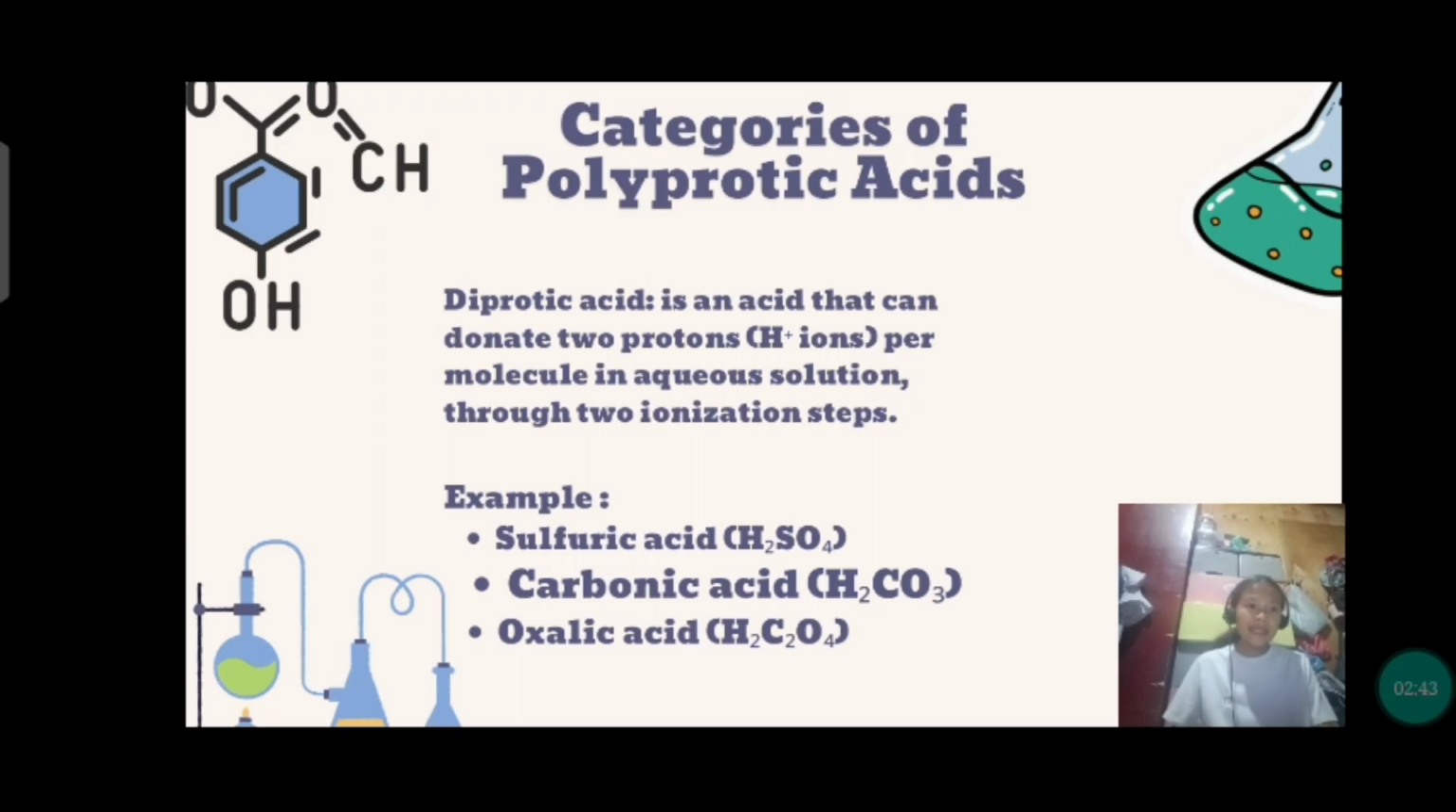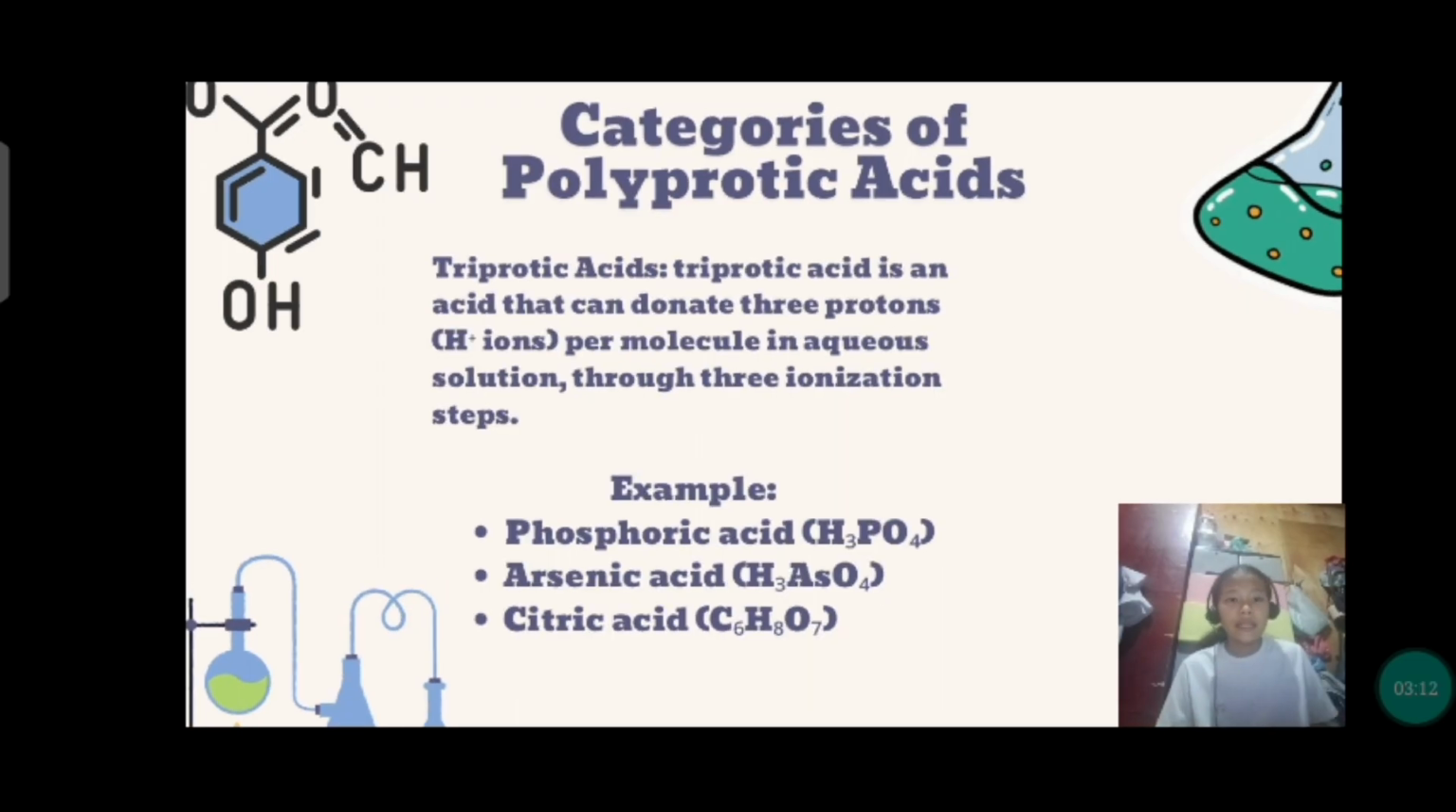So in diprotic acids, this means that the acids can donate 2 protons, or H+, per molecule. The first hydrogen ion is released. Then the second hydrogen ion, H+, is released. Examples: sulfuric acid, H2SO4; carbonic acid, H2CO3; oxalic acid, H2C2O4. Let's proceed to triprotic acids.